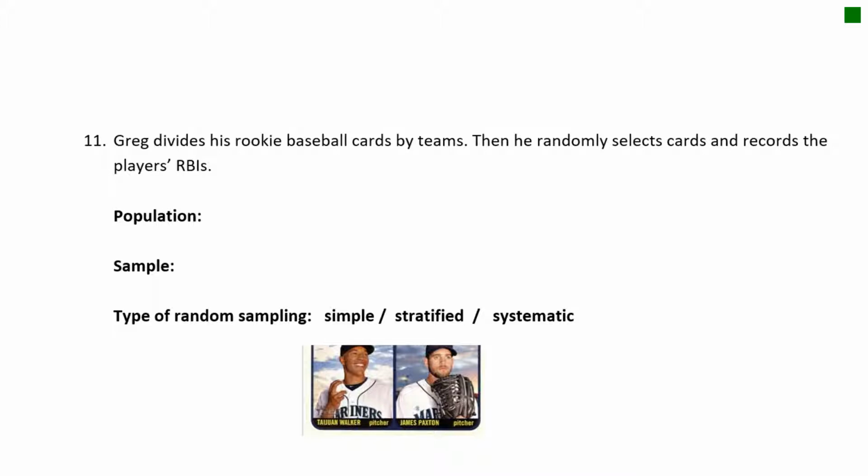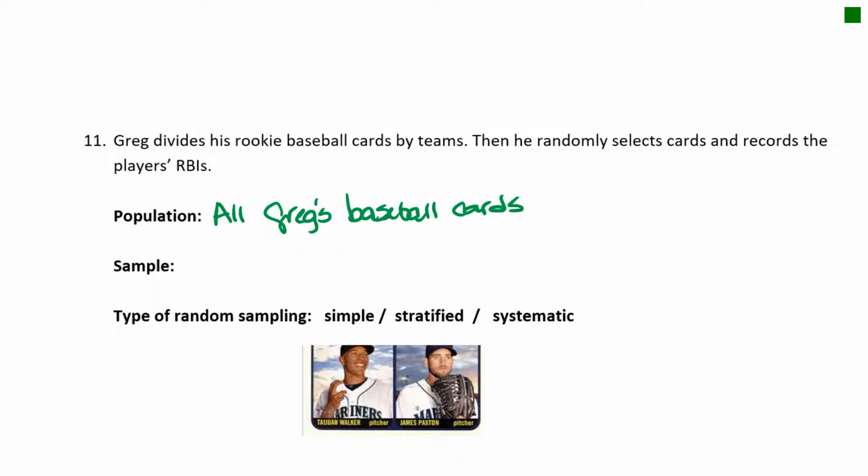Greg divides his rookie baseball cards by teams, then he randomly selects cards and records the player's RBIs. Again, you might think it's Greg. What are we doing? What are we testing? We are talking about all of his baseball cards. So the population is not all baseball cards, it's all Greg's baseball cards.